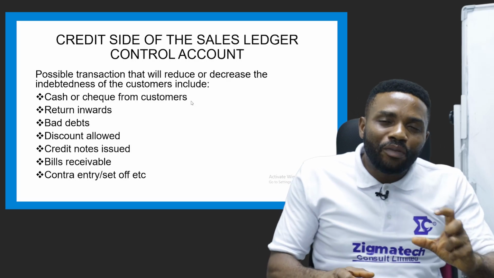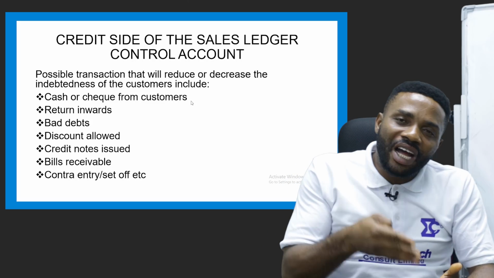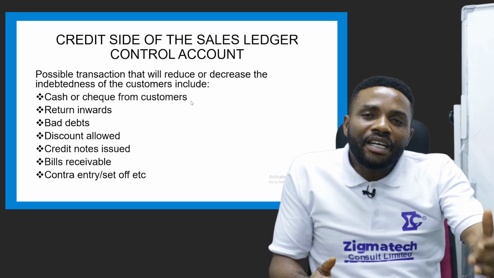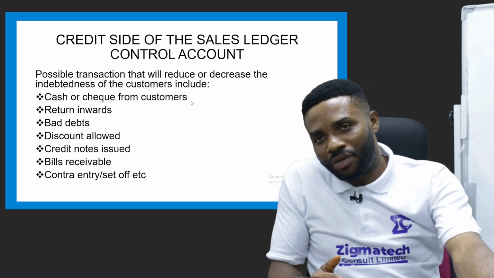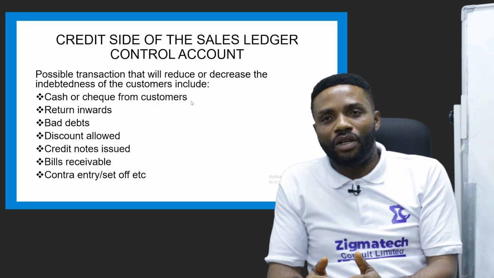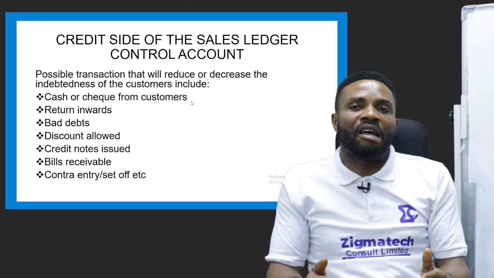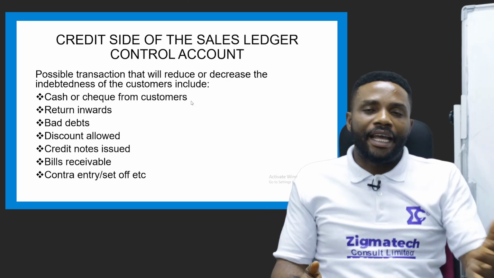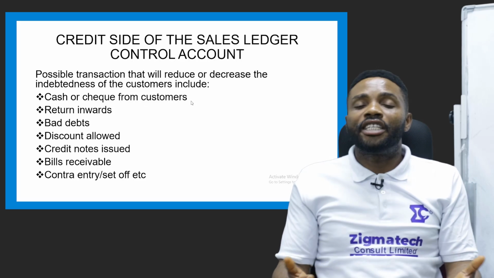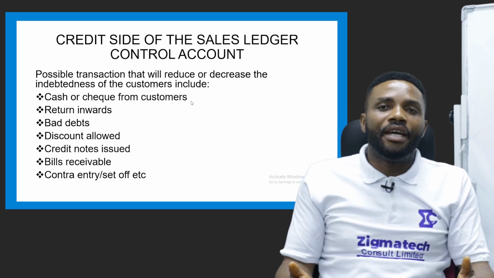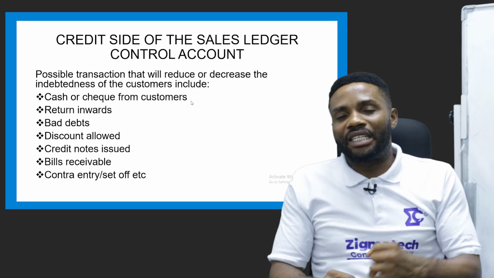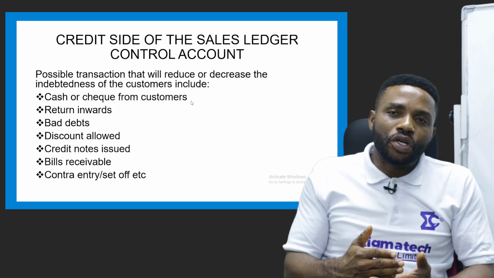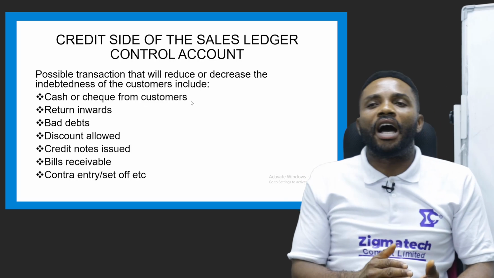So those 2 cartons that he returned back to us will be subtracted from the 10 that he actually bought. Now, if the 10 cartons are 100,000 and he's returning 2 cartons, let's assume that each of them is 10,000. That means 20,000 will be subtracted from the 10 cartons that he bought originally. So when he wants to pay, he is going to subtract that 20,000 from his debt. So return inwards will always reduce the indebtedness of our customers.